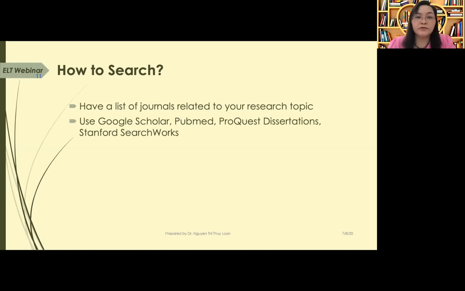Later, with the keyword or the research question in mind, you use the search engine to look for the sources you would like to read. And if the source requires you to pay, try to make use of the online library of your university. They may help you to get the source you want.